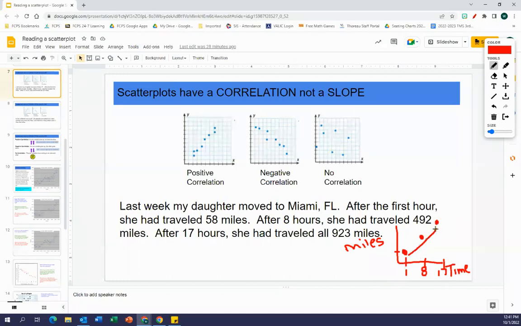So look what's happening here. The dots are going up, which notes a positive correlation. Another way to say it is as the time increased, the number of miles she drove increased. Notice that the arrows are going in exactly the same direction. That shows a positive correlation.